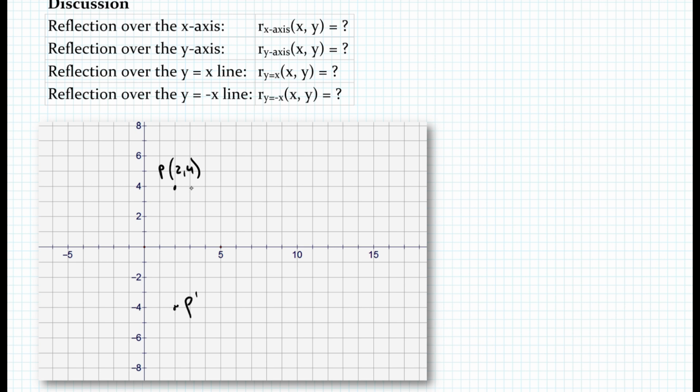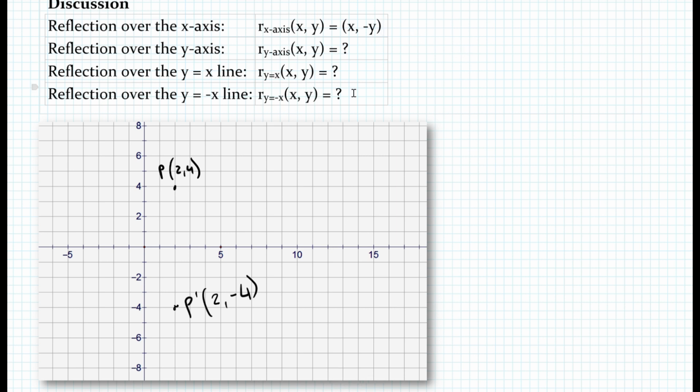So in this case, P prime is going to be the same x value, but -4, okay? So in the first case, if you're reflecting it over the x-axis, then what will be the points here in this case? So let's write them in here. So the x is going to stay the same, but now it's going to be -y, okay?